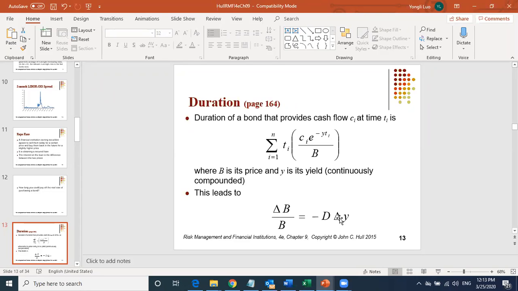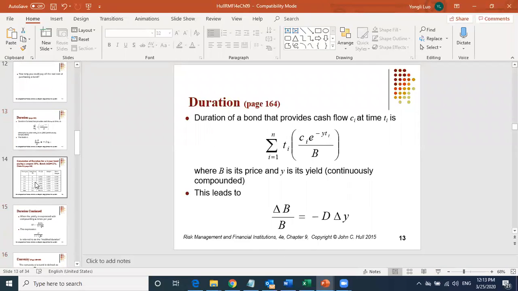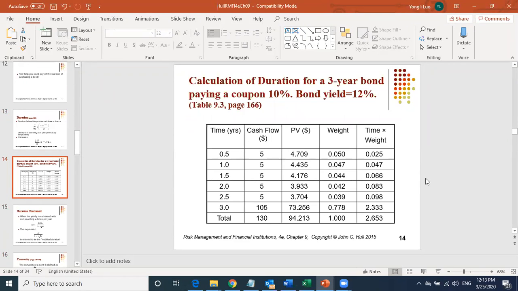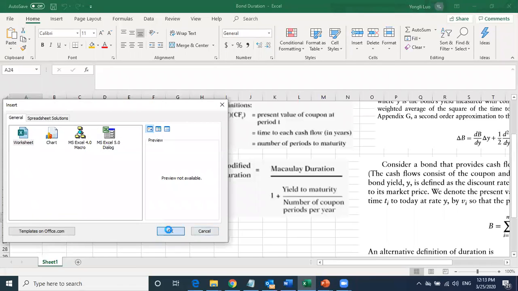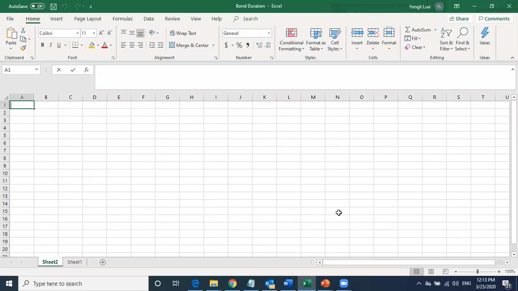Okay, let's work on this. Let's see an example we used in the textbook. We have these different times, and we create this. Let's open an Excel spreadsheet. This is your time. Now you can open that Excel spreadsheet.